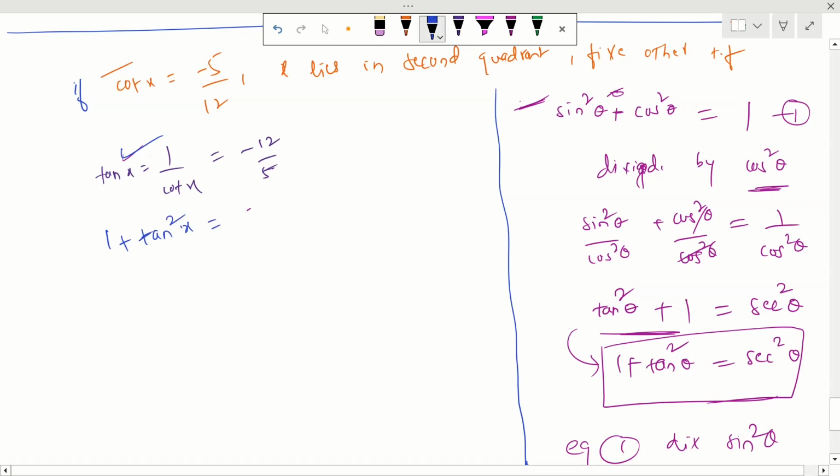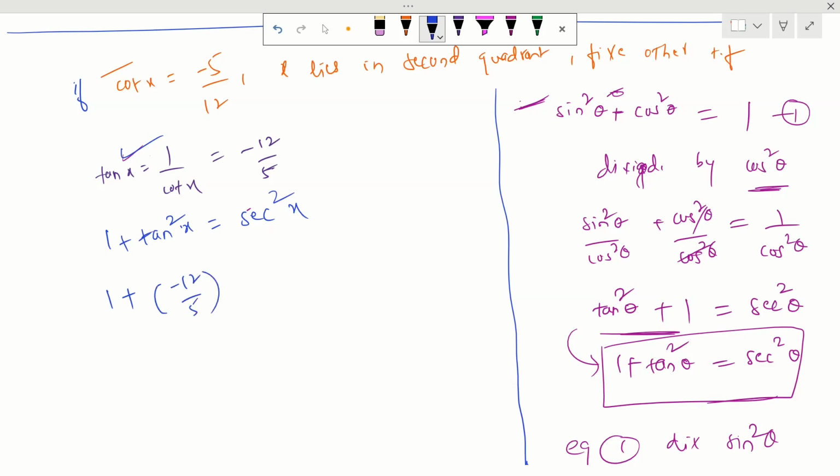1 plus tan square x is what? It is secant square x. Now we can put the value of tan, this is square, right? This is square, then it is minus 12 by 5, and it is the square of minus 12 by 5, because this is not the tan value, it is the square value, right? It is tan square, so minus 12 by 5 squared is secant square x.